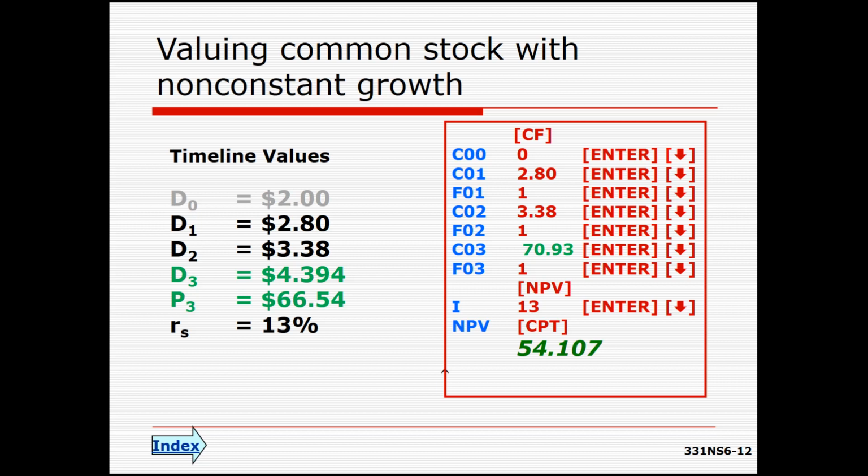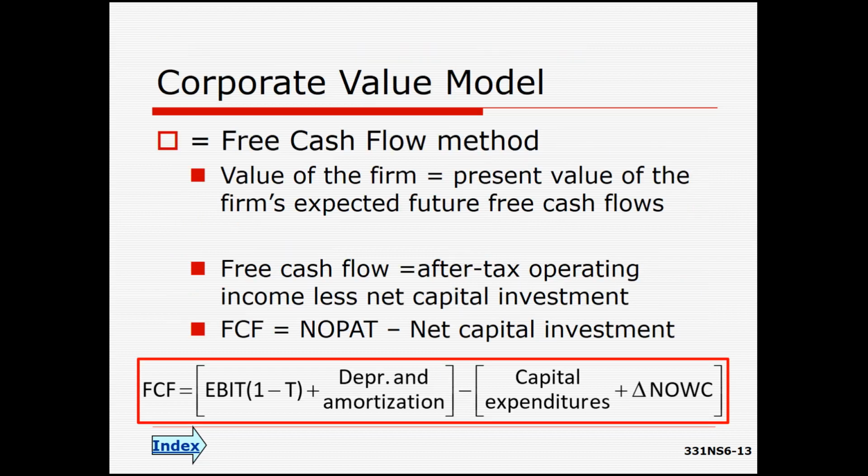CF0 will be 0. D0, the dividend now, is history. We're interested in future dividends. CF1 and CF2 are D1 and D2. CF3 includes both D3 and P3, the horizon value of the stock at time 3. With a required return of 13%, solve for NPV and arrive at the same answer, $54.107.